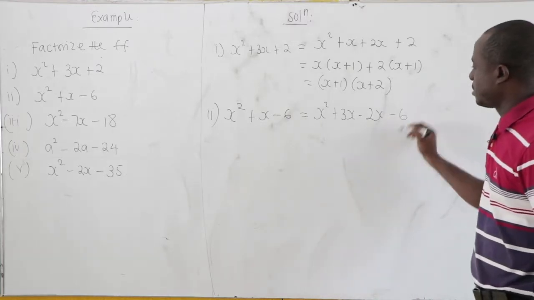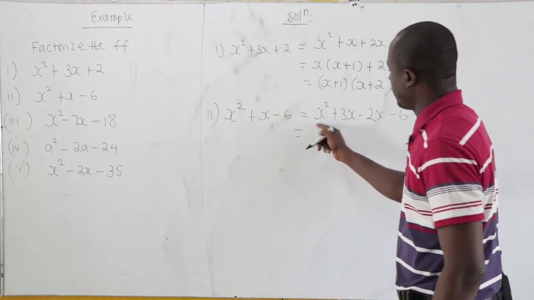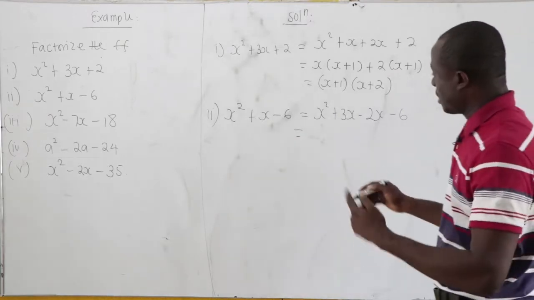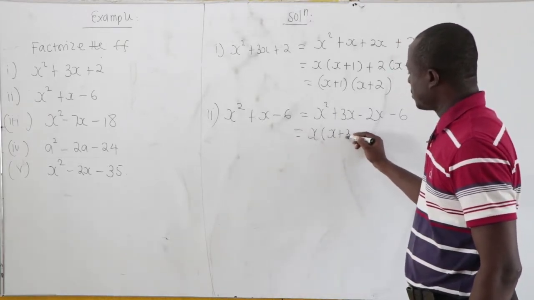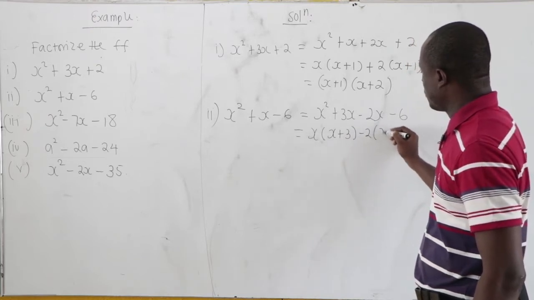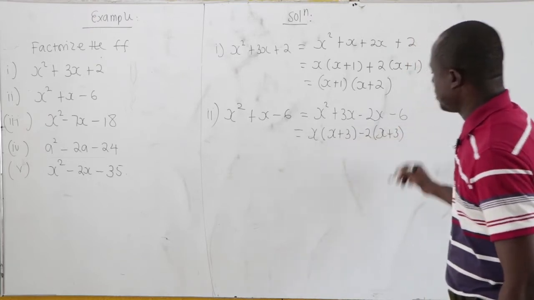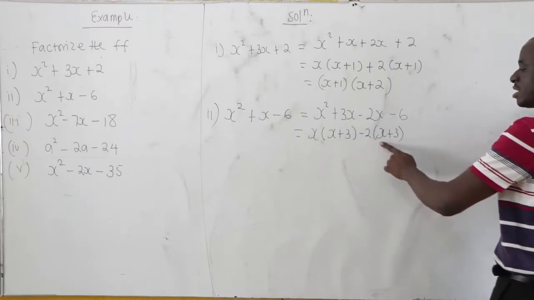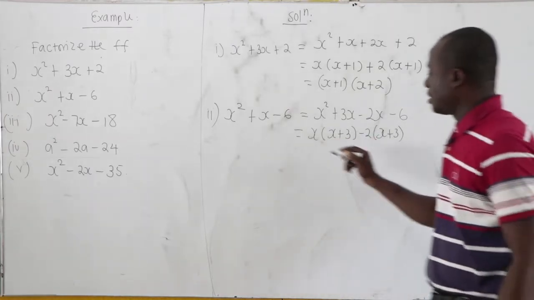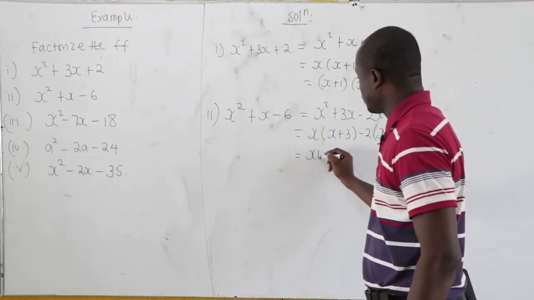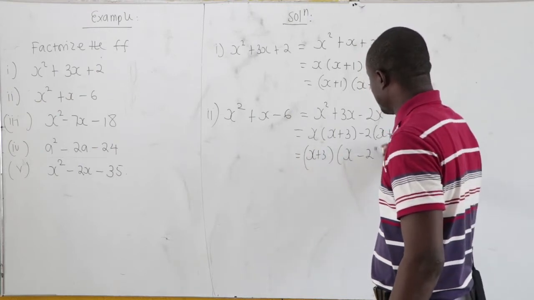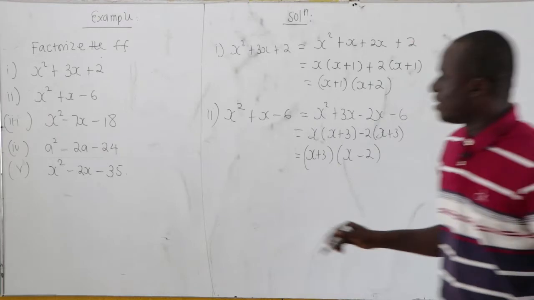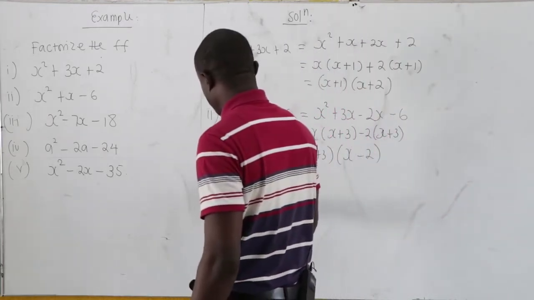We have minus 6. So with this x squared and 3x, x is common, we bring the x out, we have x plus 3. Now here minus 2, we have x plus 3. So x plus 3 is common, we factorize the x plus 3 out. And what do you have here? x minus 2. Now let's see the third one.